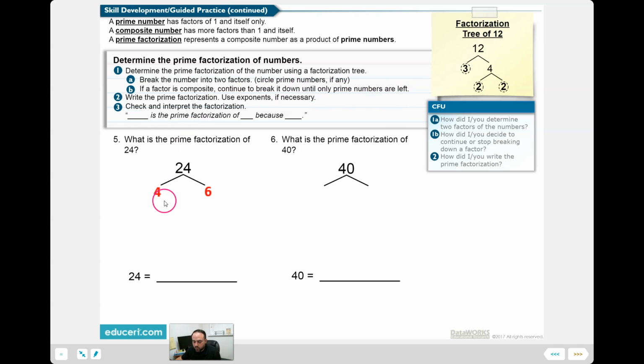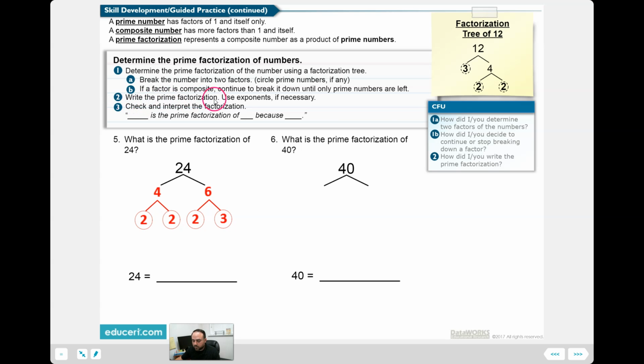Let's begin with the 4. 4 can be written as 2 times 2. And 2 and 2 are both prime numbers. 6 can be written as 2 times 3. So I circle 2 as a prime number and 3 as a prime number, and we have completed the factorization tree. Step 2. Ready, read.